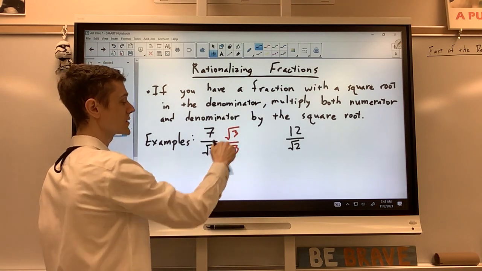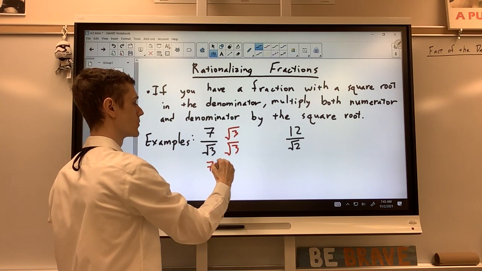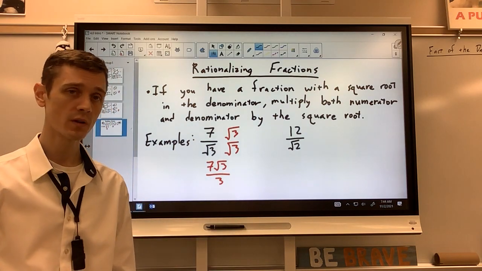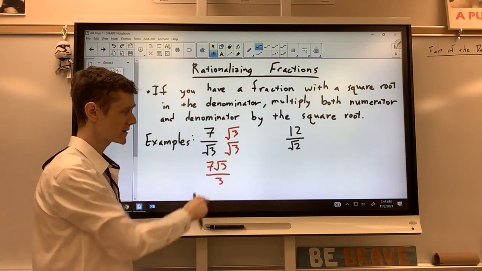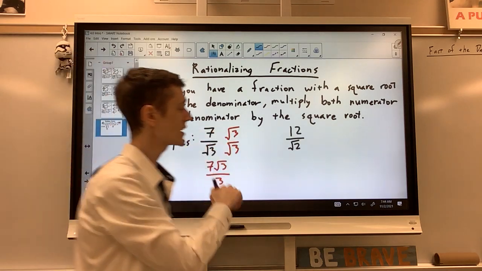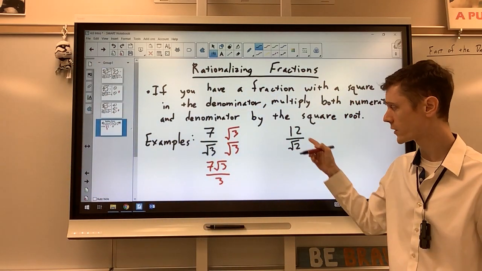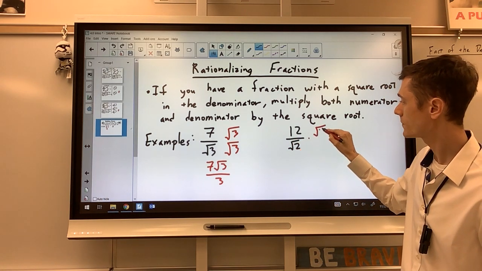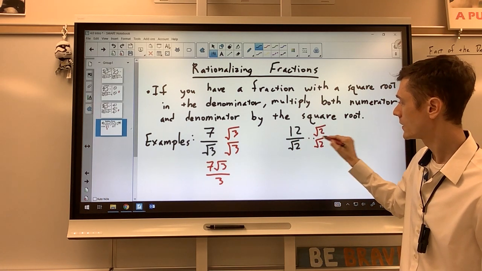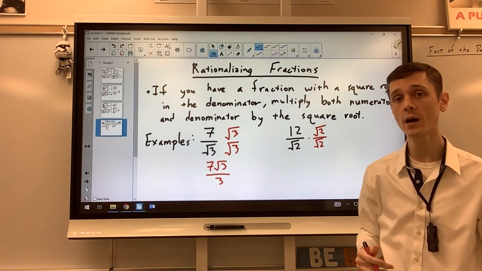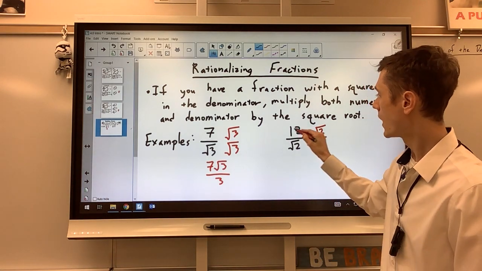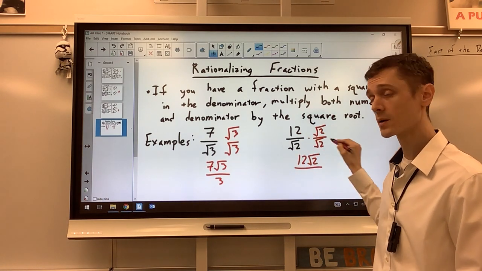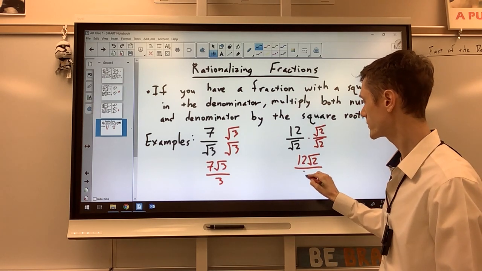And then when I simplify this, now on top I have 7 root 3 over 3. And then check if you can reduce the fraction anymore, the numbers, the coefficients out front. But in this case, I cannot do anything else. But if I look at this second example, again, I have this situation where there's a square root in the denominator. So I'm going to multiply top and bottom of the fraction by the square root of 2. I'm allowed to do this because that means technically I'm multiplying by 1, so it's not changing my fraction. On top, I have 12 times root 2, which does not simplify. On the bottom, I have root 2 times root 2, which is 2.